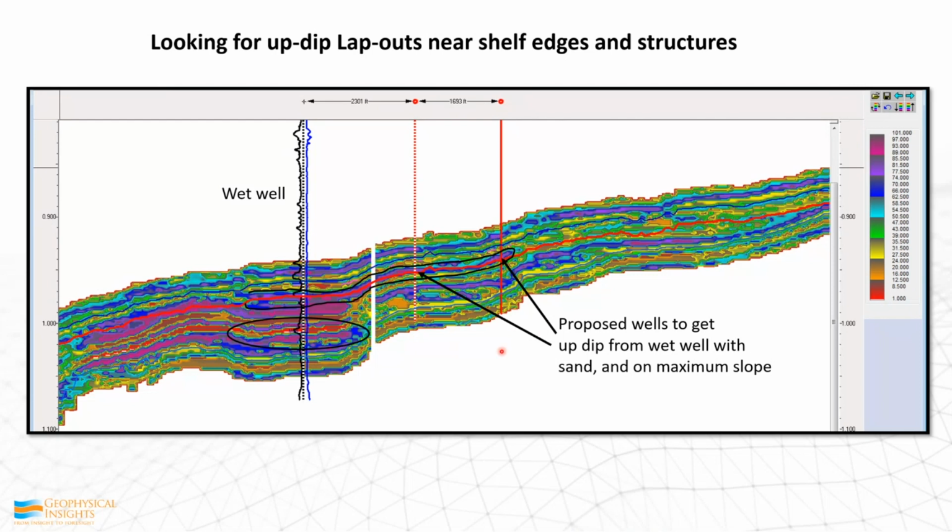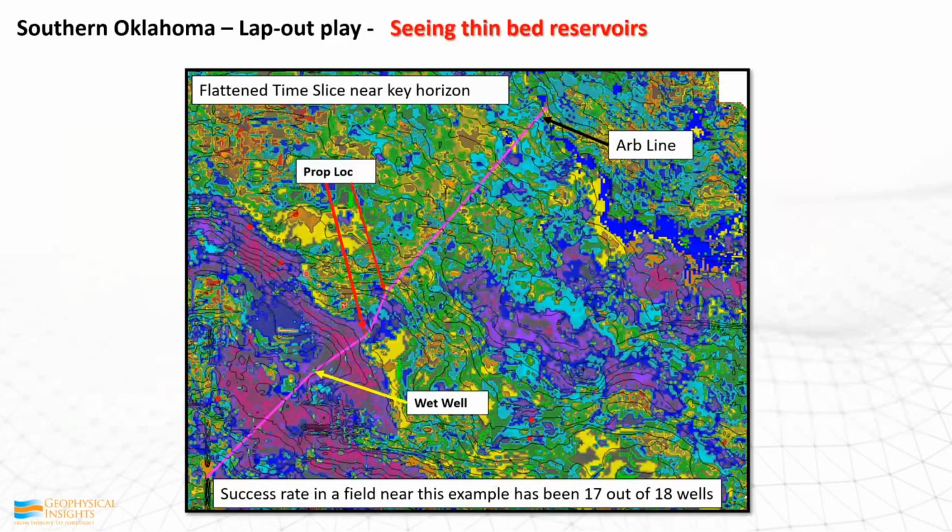So all I do here is I map the event, then I flatten on it, and not quite like shooting fish in a barrel, but we just march our way down the pinch out edge, staying back a little bit so that we don't get too thin a sand, and just drill our wells. Now I have a field near this example that I'm showing in which we have been successful 17 out of 18 wells. So this is a pretty good technique to use.